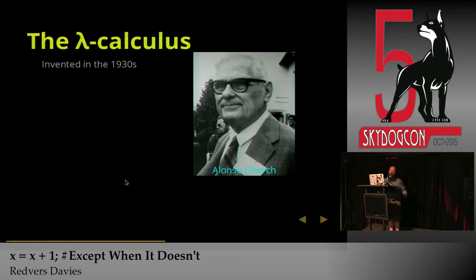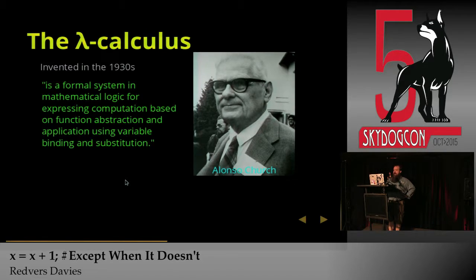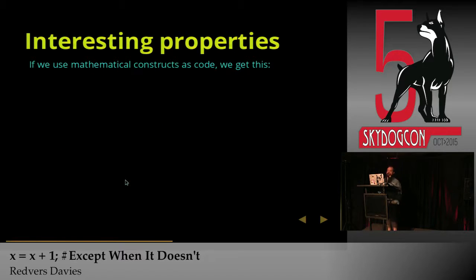The lambda calculus. So in the 1930s, when computer theory was actually a good 20, 30 years before actual computers, Alonzo Church invented lambda calculus. It's a, quote, formal system for mathematical logic expressing computation, function abstraction, and so on. Don't really need to get all of that. Just know how old this is. This problem was addressed in the 1930s for different reasons, but it was still actually addressed. But when you start to use that, you get some really interesting properties.